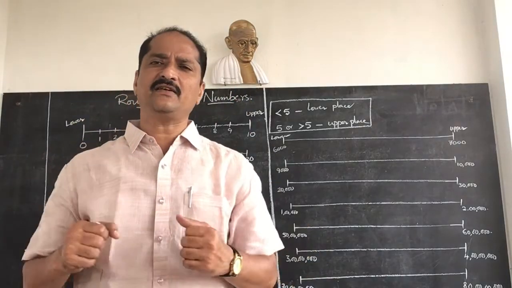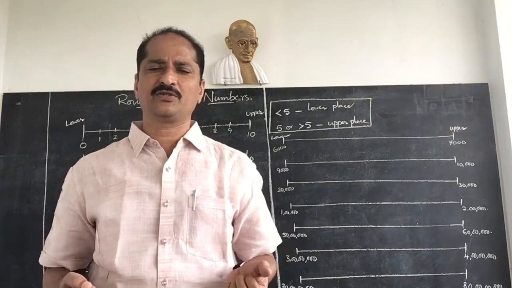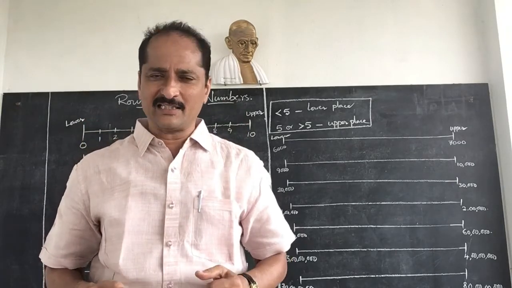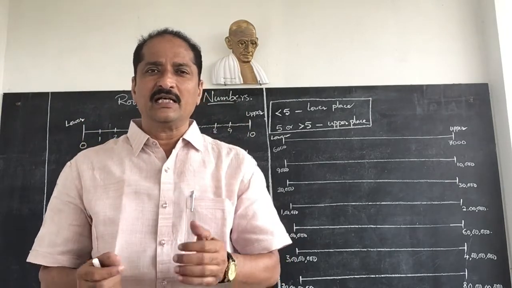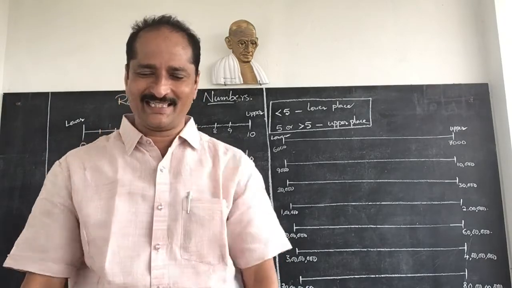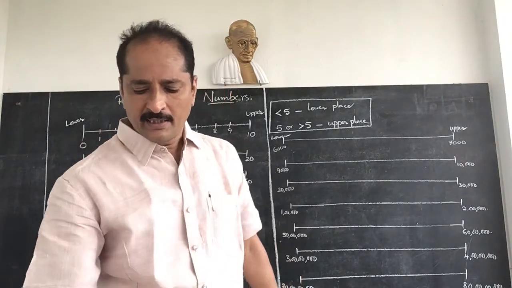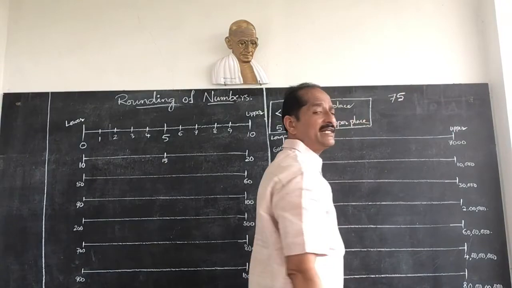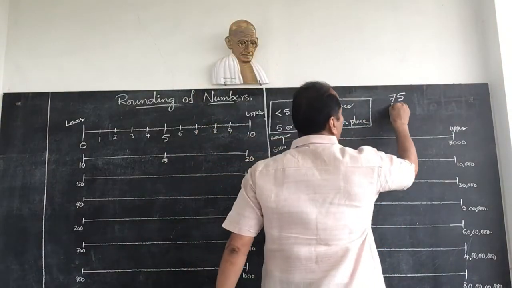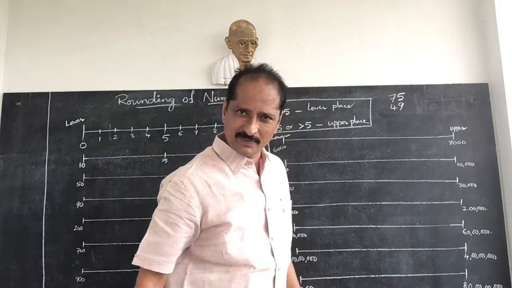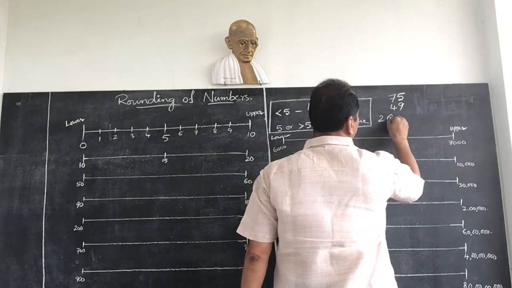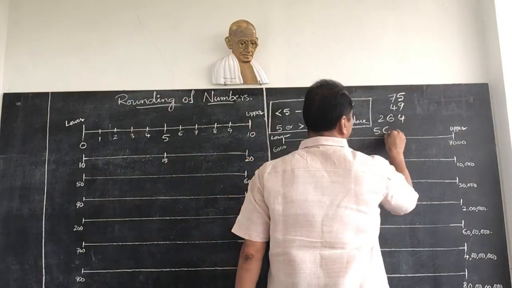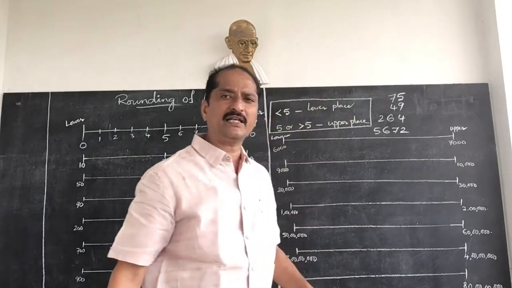So it is very easy for us to round off the numbers to the nearest tens places. Before going to round off a number to the nearest tens place, first you have to observe that number is in between which two tens. For example, take 75. Round off this number to the nearest tens place. Take 49. Round off this number to the nearest tens place. Take 264. Round off this number to the nearest tens place. And take 5672. Round off this number to the nearest tens place.